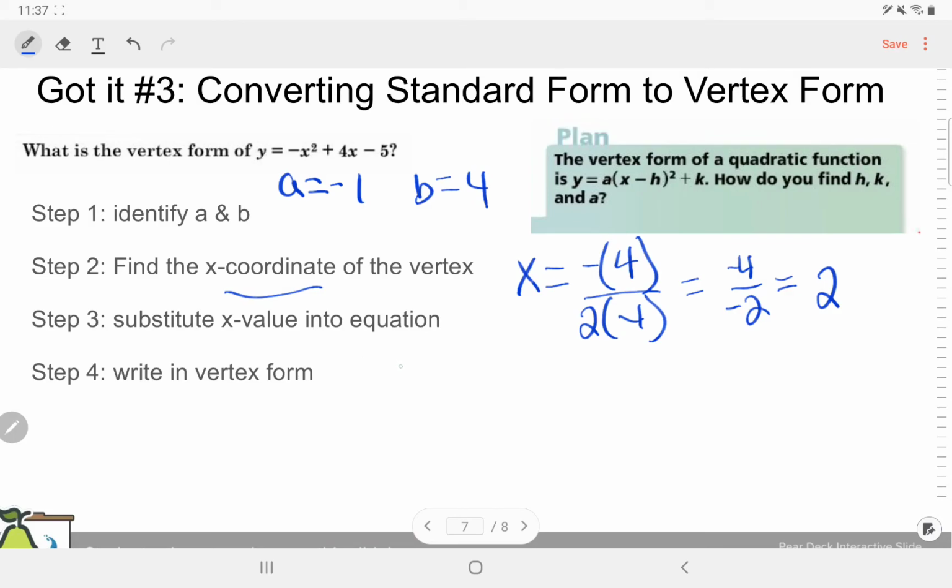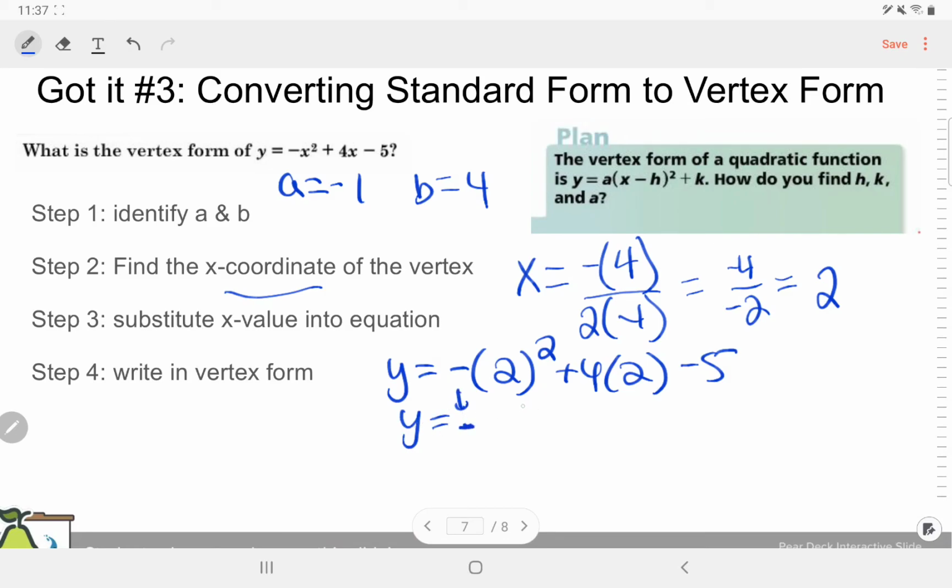The next step is to plug in. We have y equals negative times positive 2 squared plus 4 times 2 minus 5. Please keep in mind this negative sign is out in front of x squared, so that has to stay outside of the parentheses, and 2 squared is positive 4. So since I brought that negative sign down, it's actually negative 4. And 4 times 2 is 8, minus 5. When I combine all my numbers, negative 9 plus 8 will be negative 1. So my y value is negative 1.